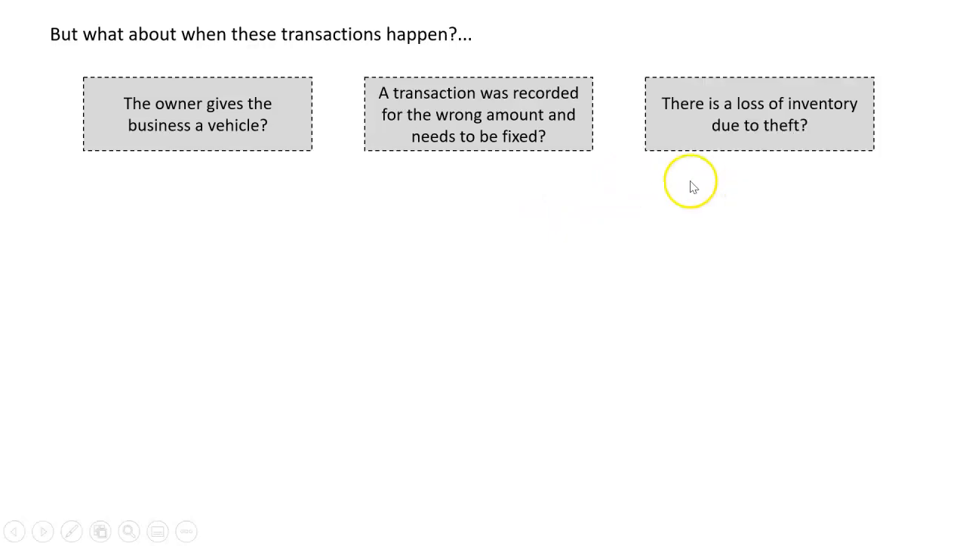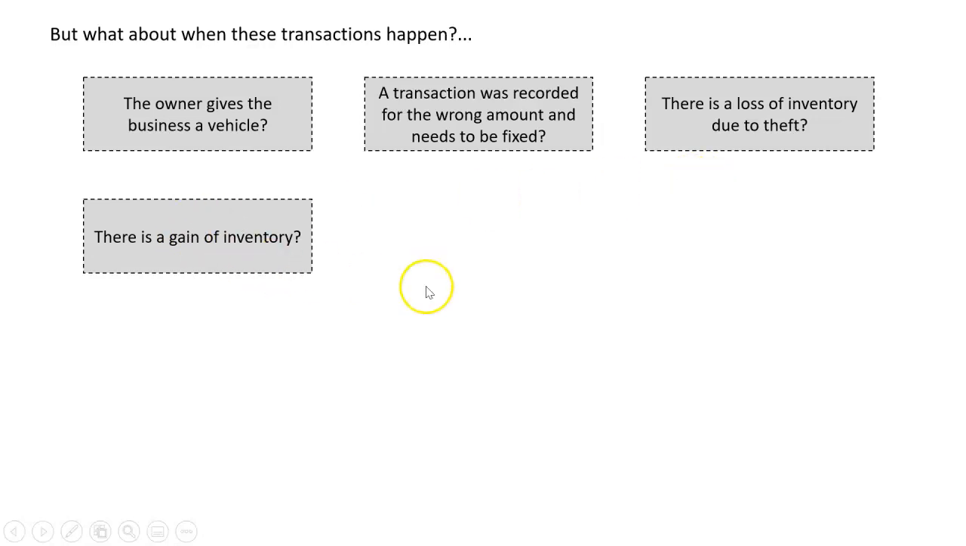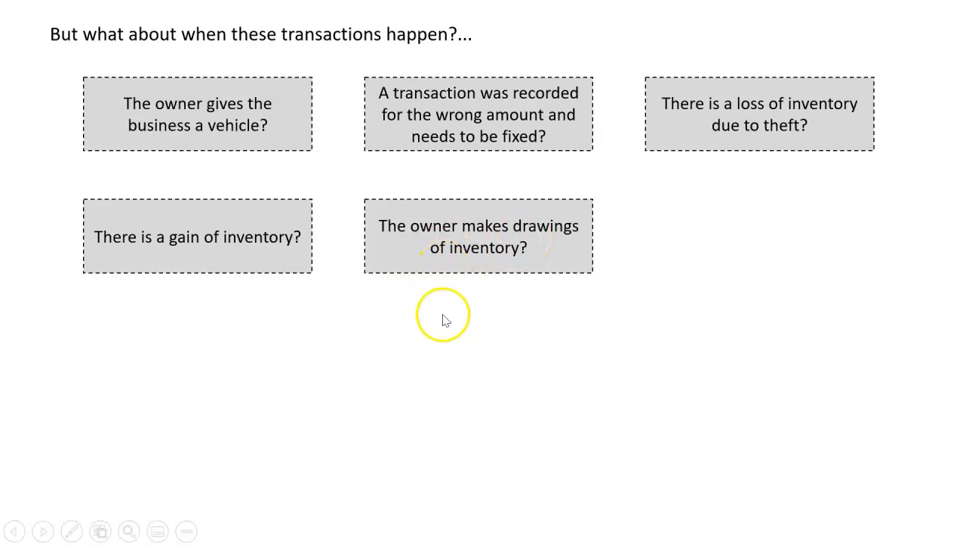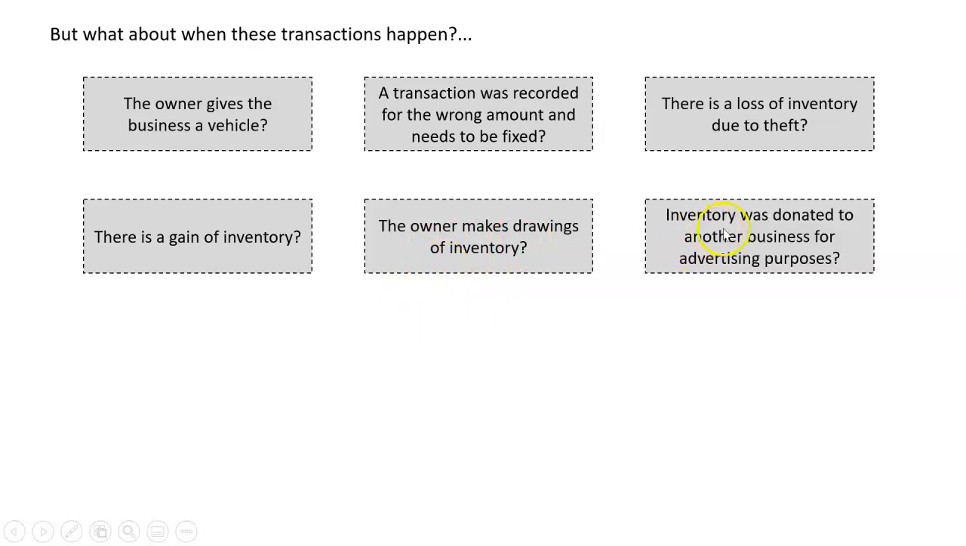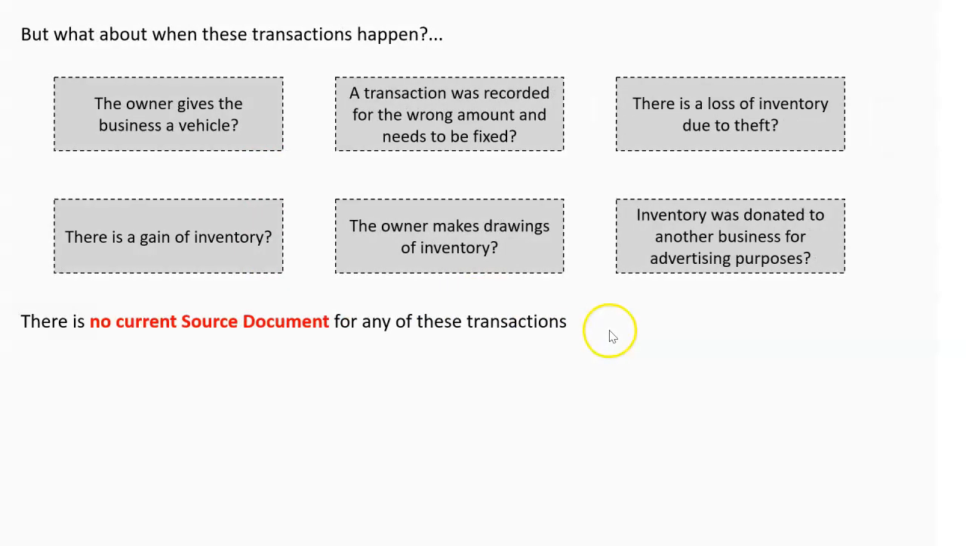There is a loss of inventory due to theft. Maybe the opposite, maybe there's a gain of inventory. Or the owner makes drawings of inventory. Or what about if we donate inventory to another business for advertising purposes? So these are transactions that don't fit into what we've done so far. And there's no current source document that we know of that we could use for any of these.